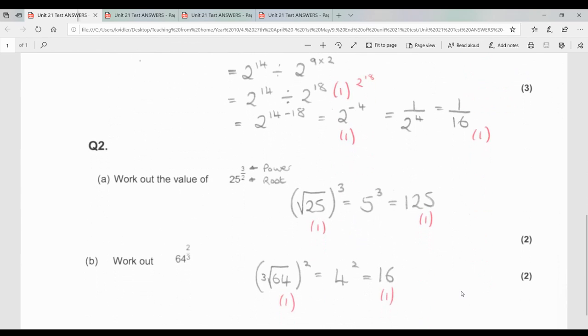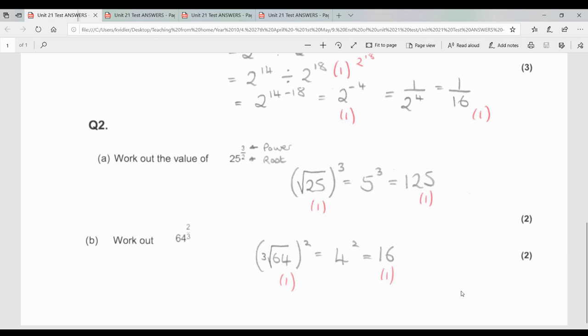Then question 2, we are looking at our fractional index law. So remember, the top number tells us the power and the bottom number tells us the root. We always want to deal with the root first. So we're going to end up with the square root of 25 to the power of 3. So 1 mark for interpreting it that way. Square root of 25 is 5. 5 cubed gives us 125 for our second mark there. Again, fully correct, 2 marks.